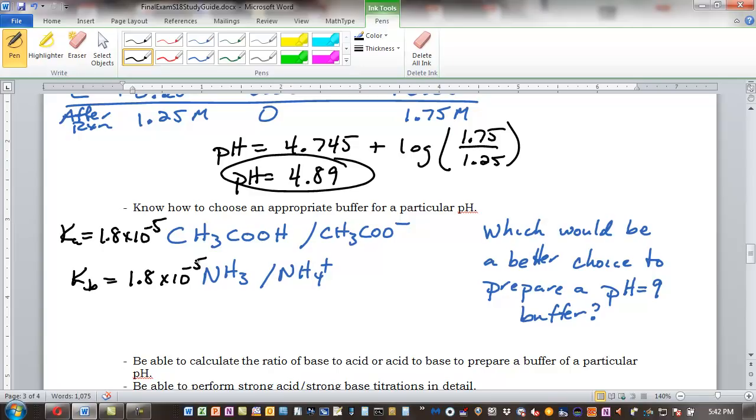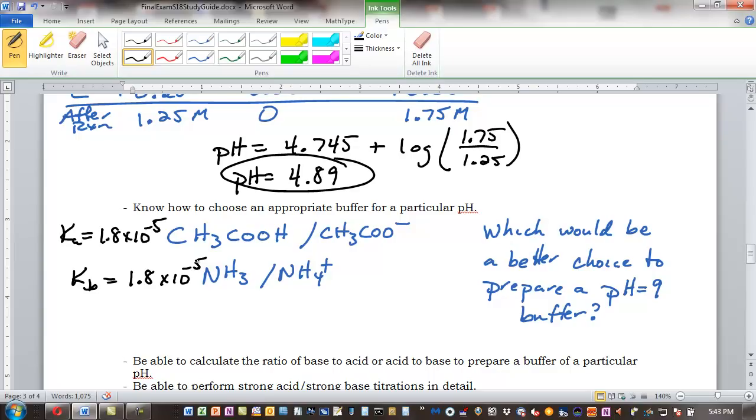So kind of a nice symmetry there, actually. Acetic acid has a Ka value of 1.8 times 10 to the negative fifth. Ammonia has a Kb value also of 1.8 times 10 to the negative fifth. Which would be better to prepare a pH 9 buffer? Okay, what do we need to calculate? Yeah, we really need pKa, right?